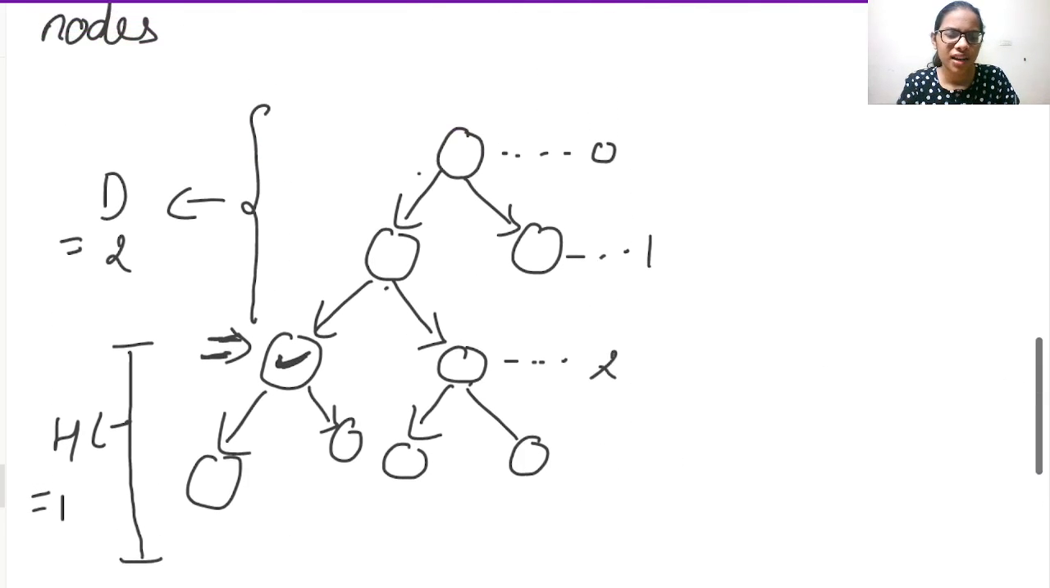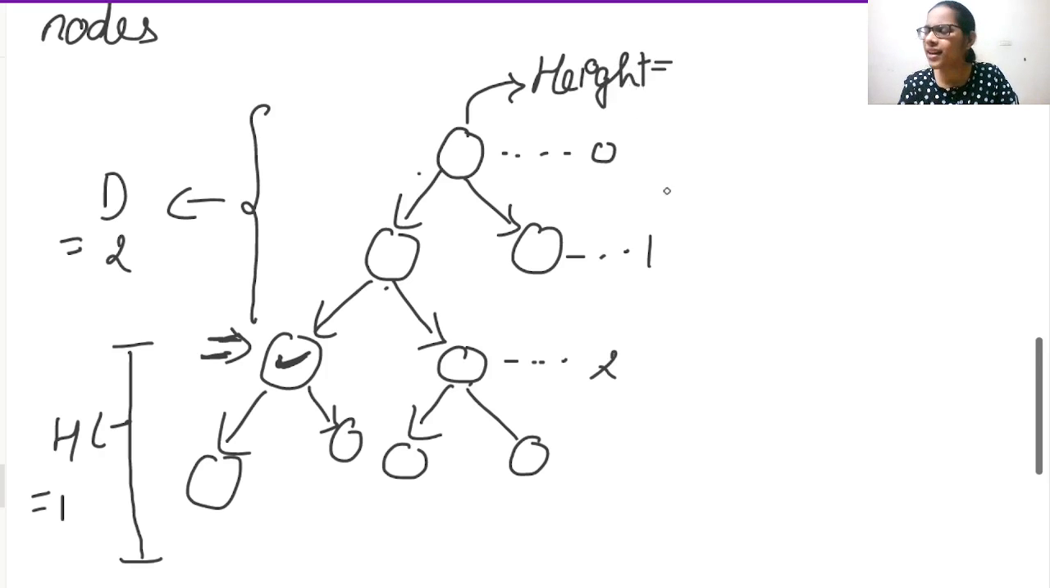Depth is the number of edges between the root and the node under consideration, and height of a particular node is the number of edges between it and the deepest node. So what will be the height of this root node?